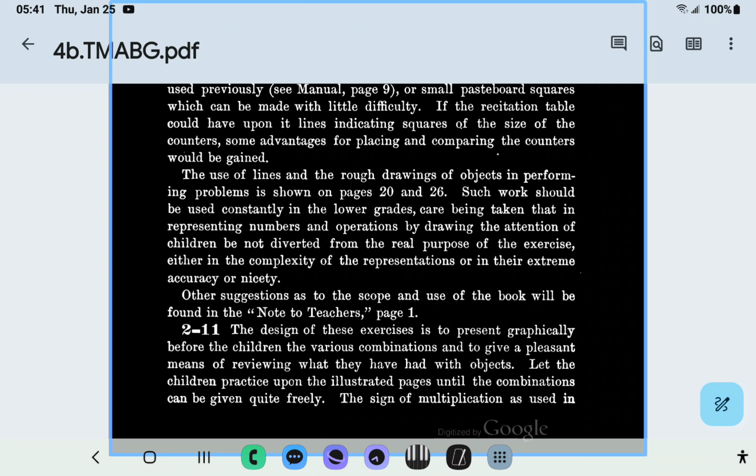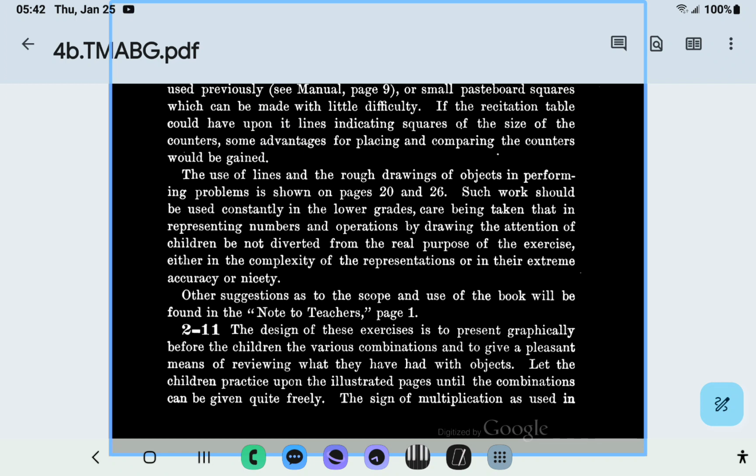For counters, use the blocks or wooden sticks which have been used previously. See manual page 9, or small pasteboard squares, which can be made with little difficulty. If the recitation table could have upon it lines indicating squares of the size of the counters, some advantages for placing and comparing the counters would be gained. The use of lines and the rough drawings of objects in problems is shown on pages 20 and 26. Such work should be used constantly in the lower grades, care being taken that in representing numbers and operations by drawing, the attention of children be not diverted from the real purpose of the exercise, either in the complexity of the representations or in their extreme accuracy or nicety.